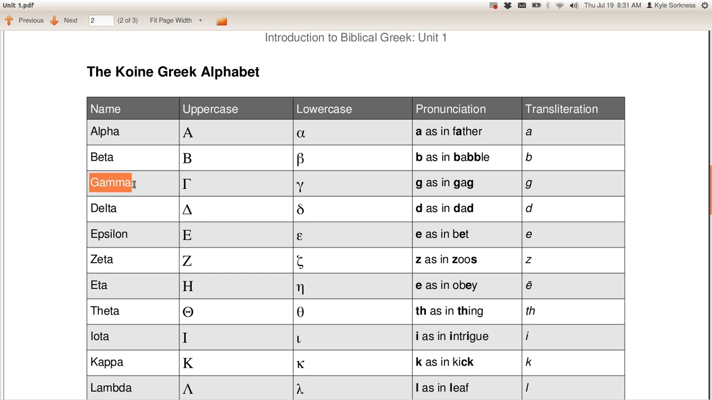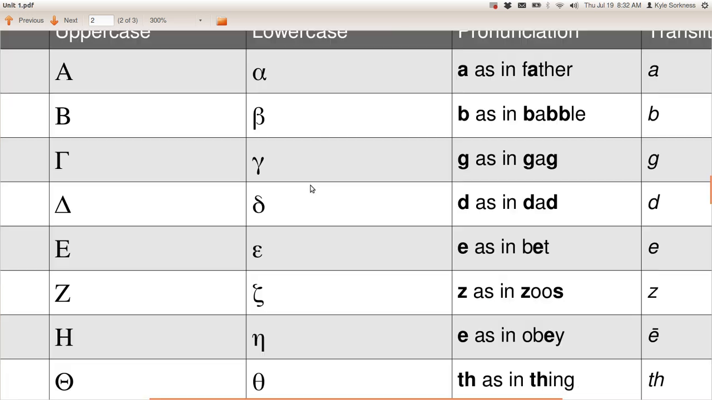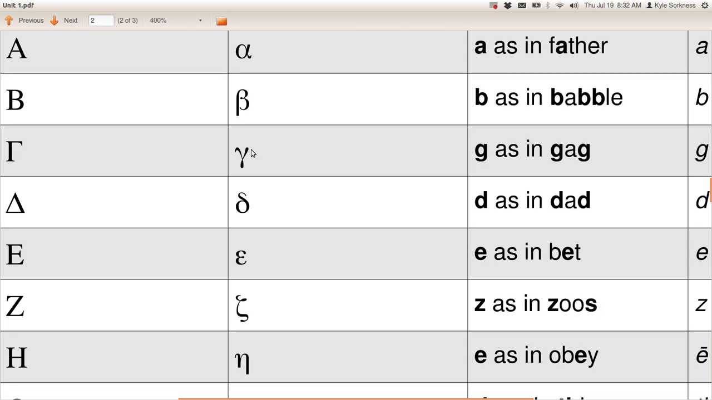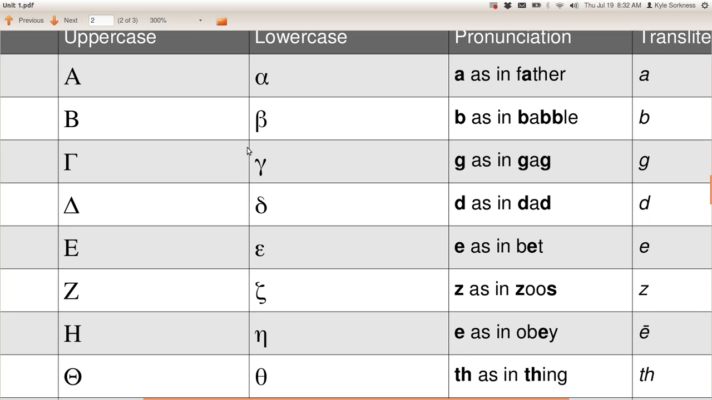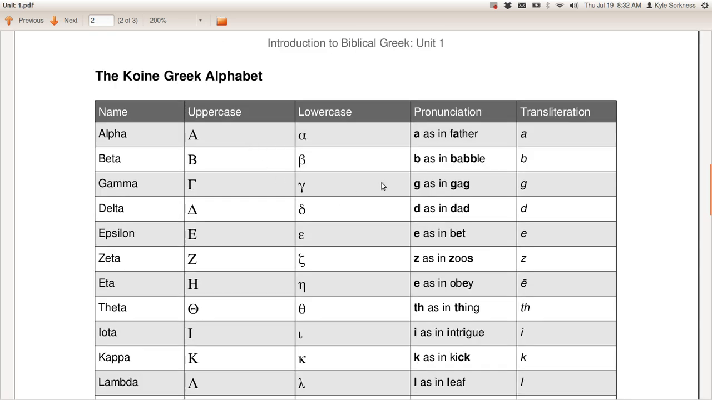So gamma. The uppercase does not look like anything we have. It looks like an L that's been flipped upside down. And the lowercase doesn't look a whole lot like anything we have either. This font might make it a little hard to see, so I'm going to zoom in here. But basically, if you can see my mouse, you just follow this shape down here. It curls and goes back up. So again, it comes down, there's a loop, and it goes back up. This makes the G sound, as in gag, so it's very much like our letter G.